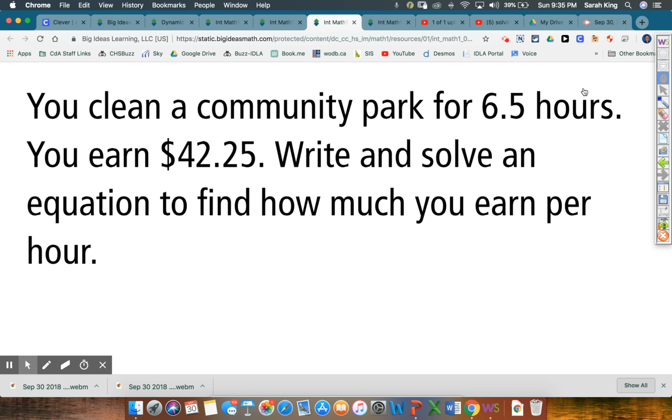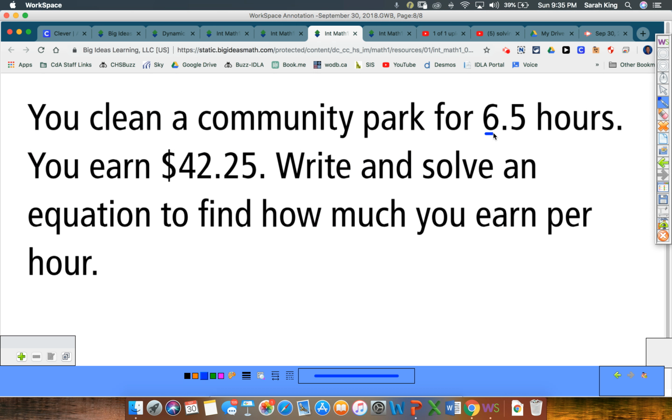This is a problem that is really not super difficult. Pretty straightforward. We read for important information, and it looks like right here we can see that 6.5 hours. You clean a community park for 6.5 hours. Somebody pays you. You make some money. It says write and solve an equation.